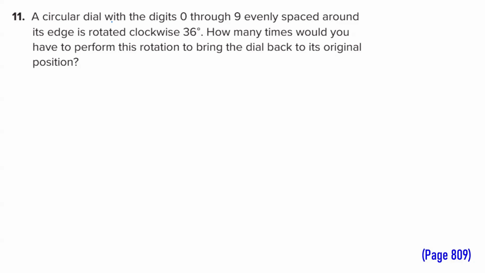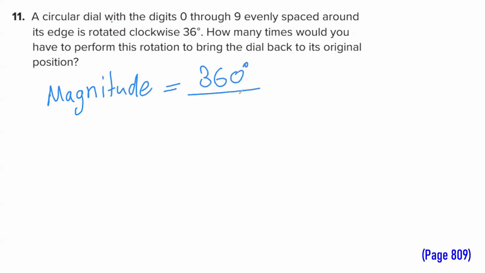Well, when we ask how many times we would have to perform a specific type of rotation, here we are asking about the order of rotation. To find the order of rotation, you need to keep this relation in mind. The relation is the magnitude of rotation is going to be 360 degrees divided by the order.